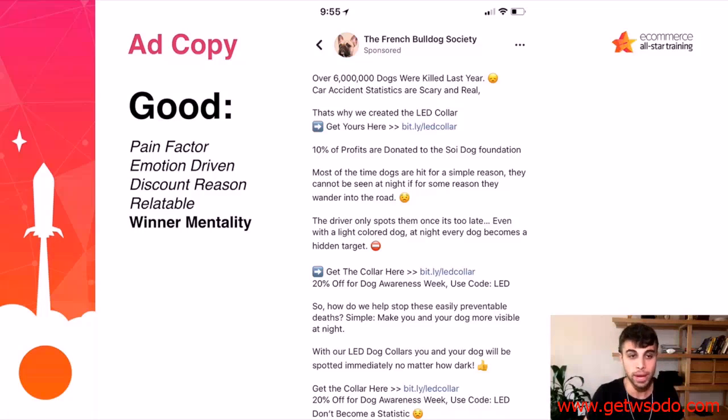Okay, so pain factor. The good in this ad is the pain factor, it's emotion driven, there's a reason for the discount, and it's relatable. Relatable means that I'm basically talking in their language. They know that I'm not just this random advertiser or marketer that's just trying to profit, which I can be, obviously, but a good marketer, a good advertiser, a good salesman is somebody that the customer doesn't think is selling for the pure profit of it.